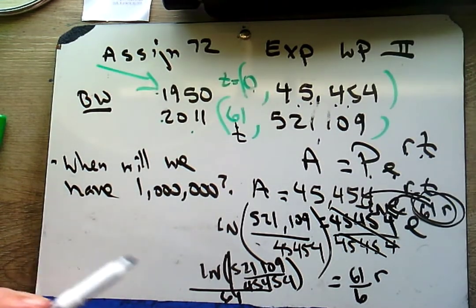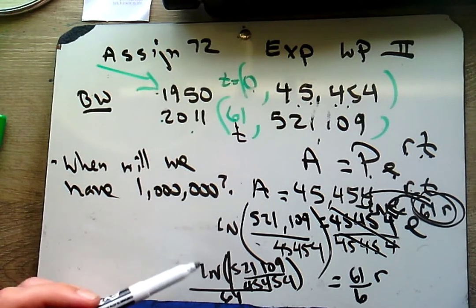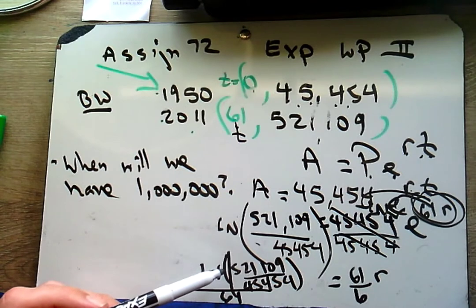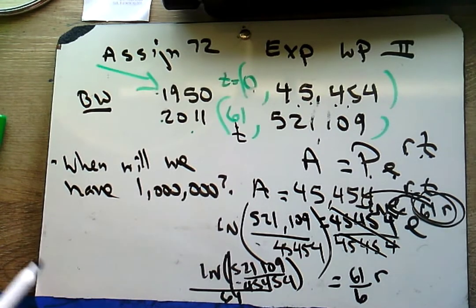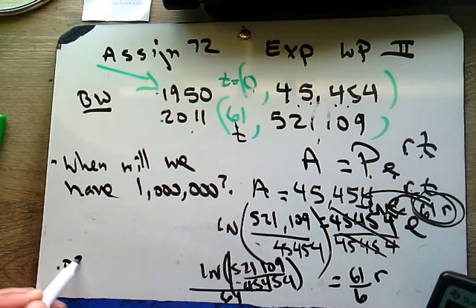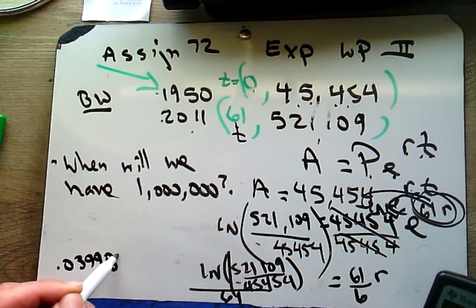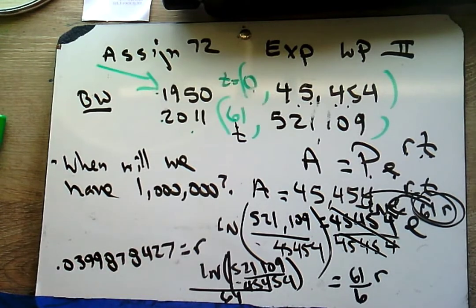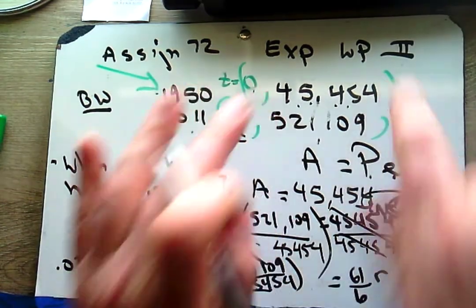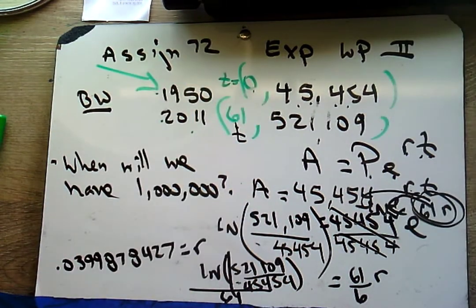When you do this on your calculator, the ln of 521,109 divided by 45454, and then we divide that answer by 61, I get a rate of 0.03998878427. There's my rate. So I'm going to take this unrounded rate, and I'm going to take this initial amount, and I'm going to plug them in together.